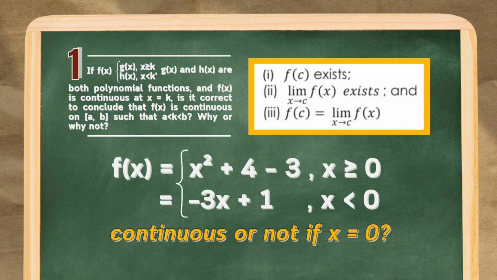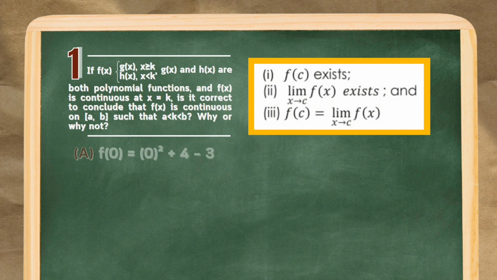Continuous or not at x equals 0. F of x is equal to x squared plus 4 minus 3 if x is greater than or equal to 0, negative 3x plus 1 if x is less than 0. So first, we need to solve for the first condition. F of 0 is equal to 0 squared plus 4 minus 3. 0 squared plus 4, then magiging 4, and ima-minus natin yung 4 sa 3, so magiging 1.